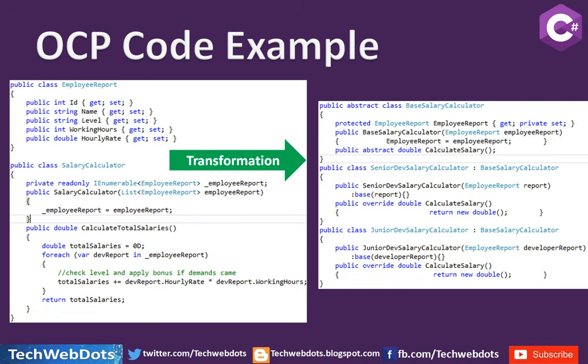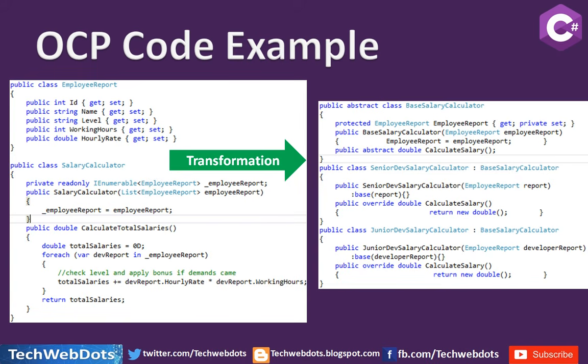Okay, so on the left hand side you can see a general scenario where we have a class with some properties, which are ID, name, level, working hour and hourly rate, and we have another class which is used for calculation of salary of the employee.